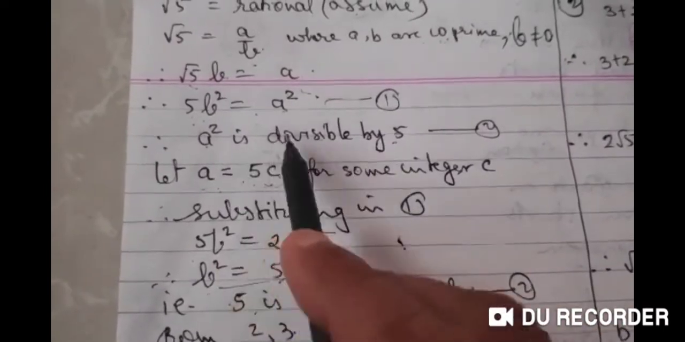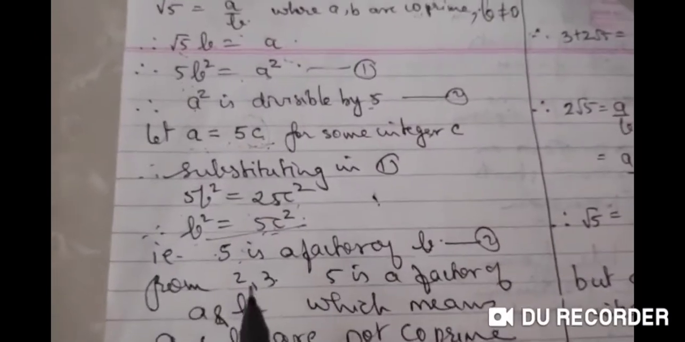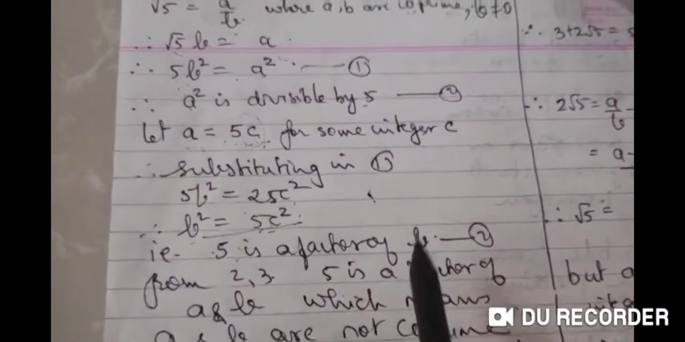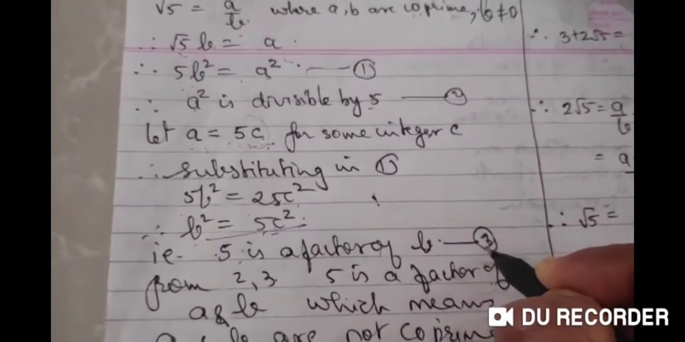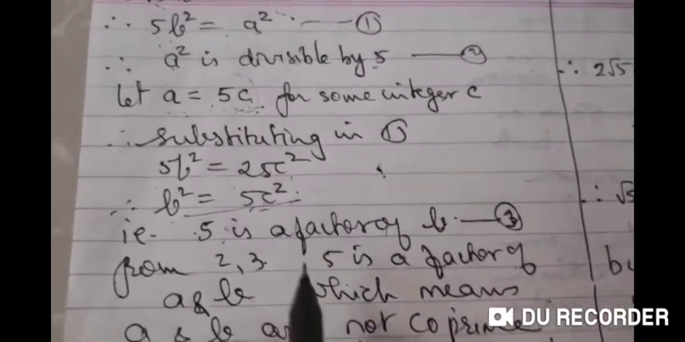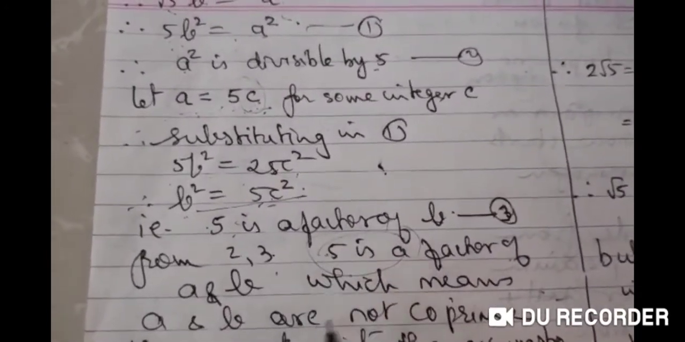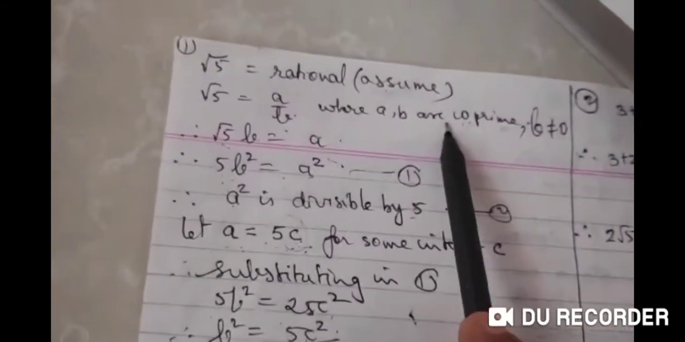Now earlier you said that a is divisible by 5. Now we are saying b is divisible by 5, which means 5 is a factor of a and b. From the second and third statement, what do you get? This is the third statement. From second and third statement you come to know that a and b have a common factor 5. But what did you assume earlier? A and b are co-prime. Isn't it? You assumed a and b are co-prime.